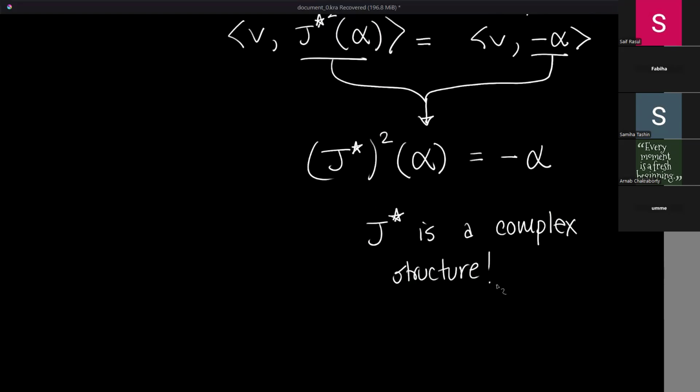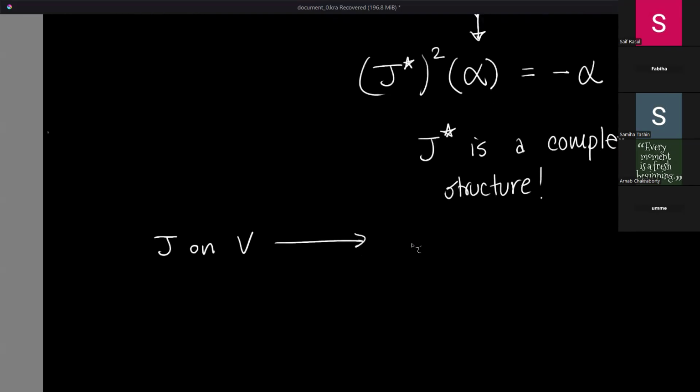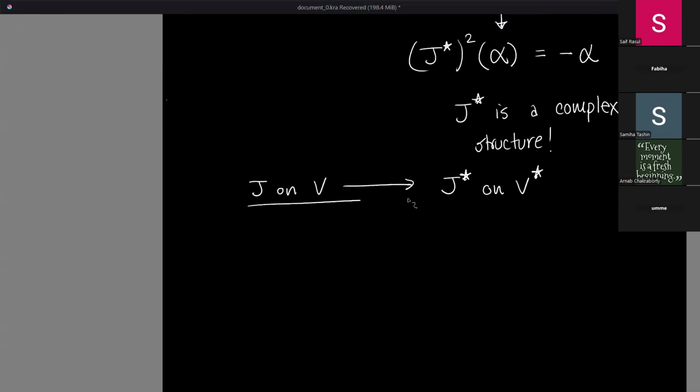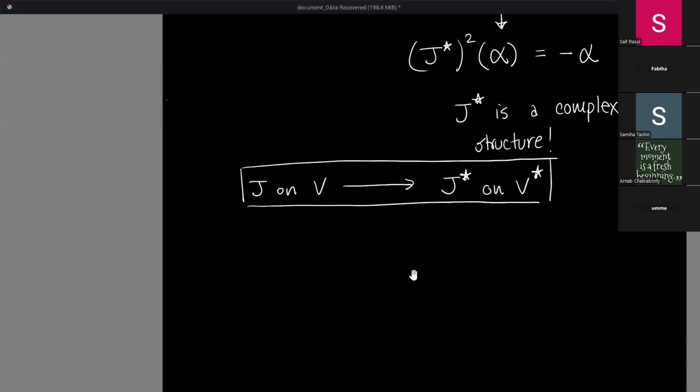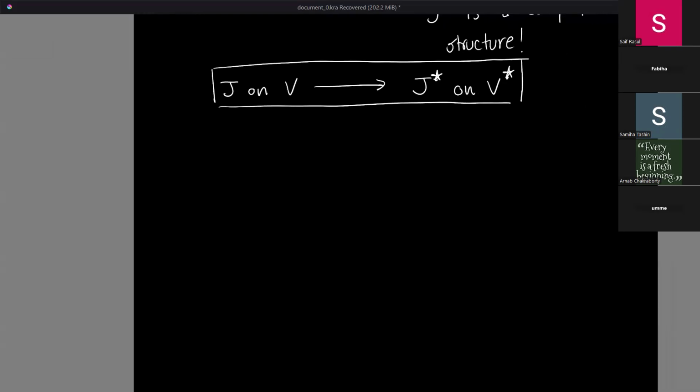So that means that if we have a complex structure J on V, that induces a complex structure J star on V star. Okay, so that's the first result. The second thing that we're going to look at is decomposing the eigenspace of J.